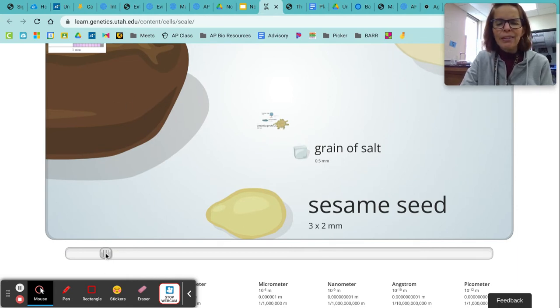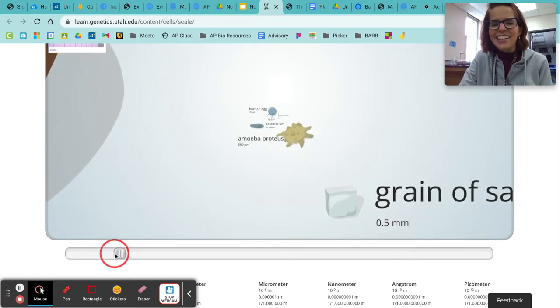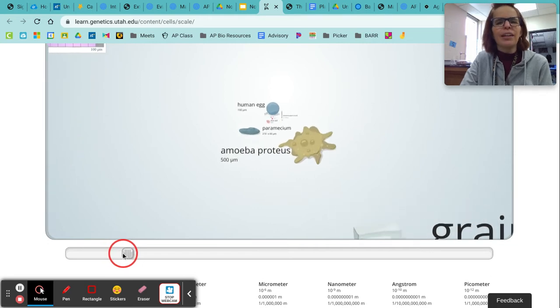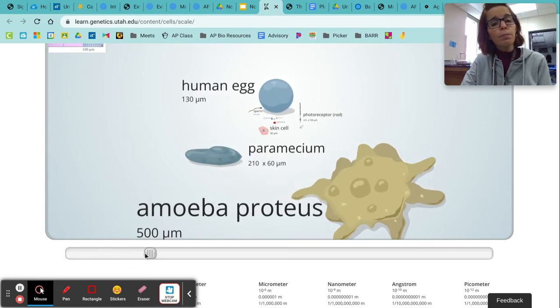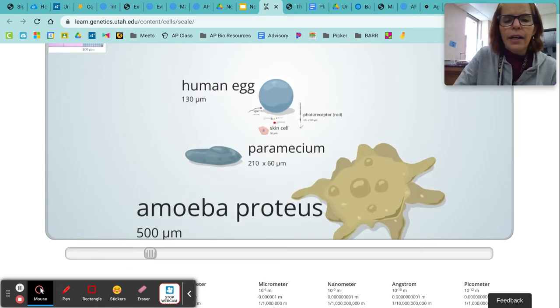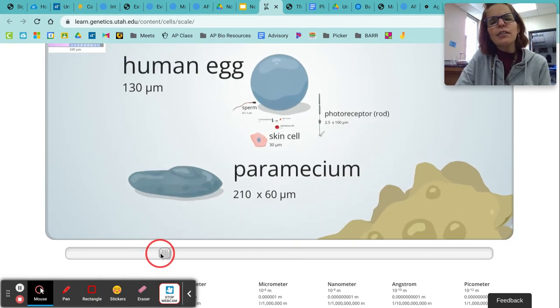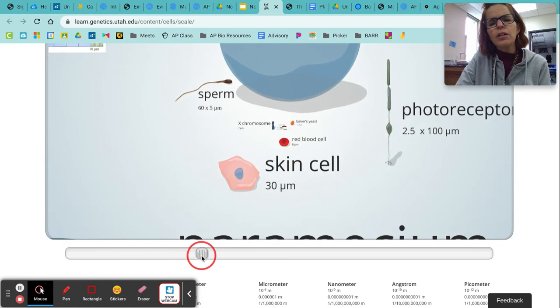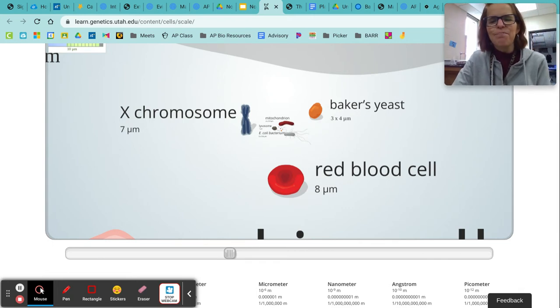An amoeba is about the limit of human vision, certainly beyond my human vision. I've got sucky eyes. So sometimes we can see amoeba with our eyeballs, but for the most part, that's a no. Then we get down to paramecium, which is another protist, a single-celled organism that cannot be seen with the naked eye. And then skin cells, human egg, we're getting smaller as we go. Red blood cells, notice the red blood cells, remember, are missing a nucleus because they need as much space for hemoglobin to carry oxygen. And so that nucleus gets disintegrated over time.